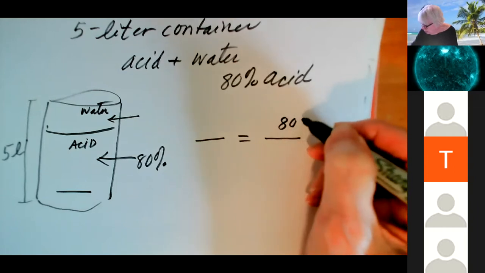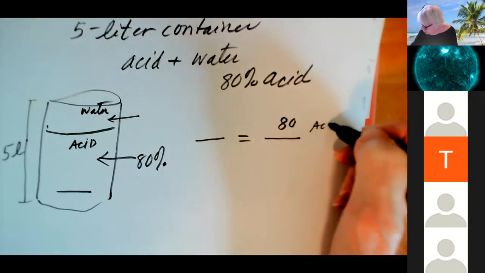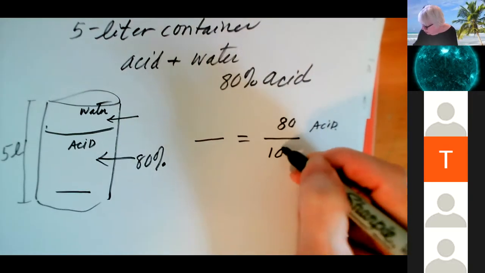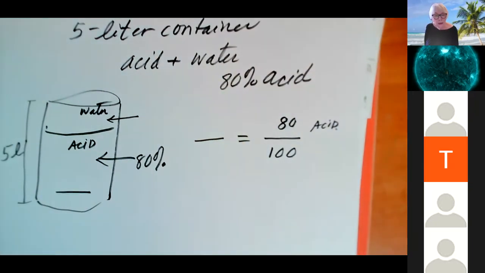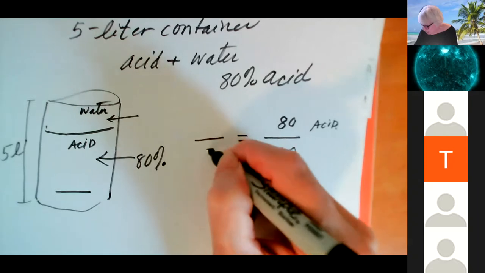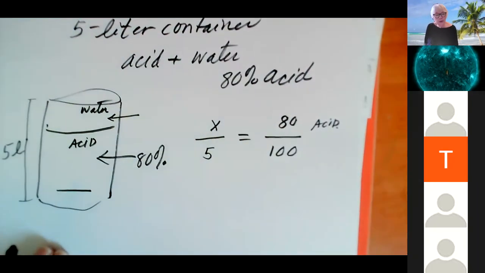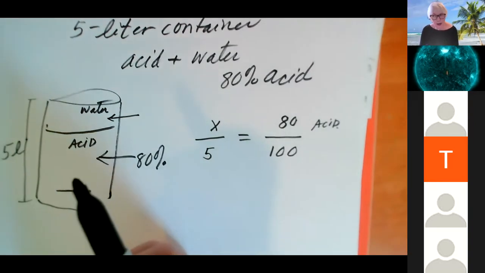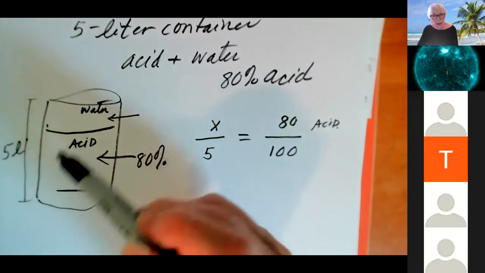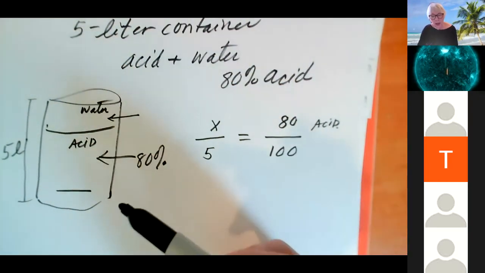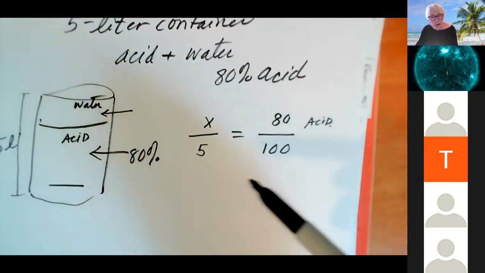So if this is 80%, this is the acid. And this would be 100. I only have one other piece of information, which was this 5 liters. Where does it belong? X over 5. Correct. In other words, that's why I drew the picture. You may not like my picture. I'm sure some of you can draw more beautifully, but it was the total container that contained acid and water. So we have 3 out of 4 in this proportion.